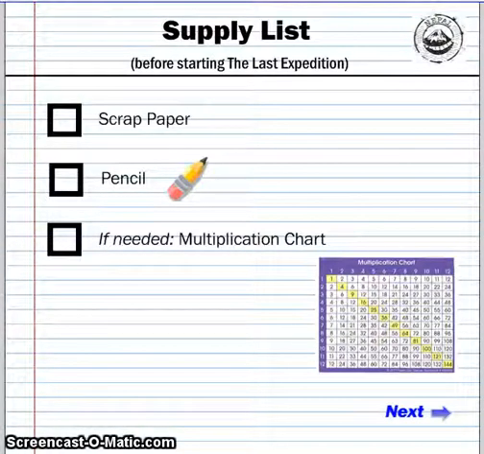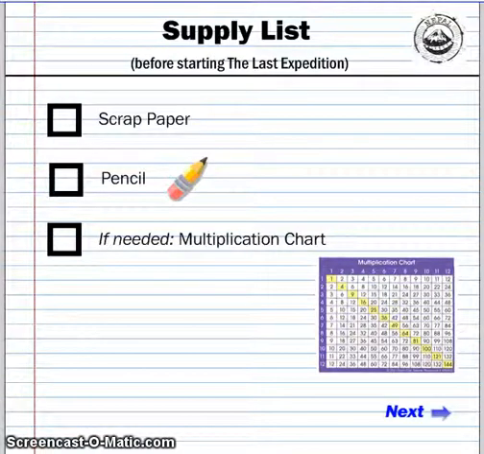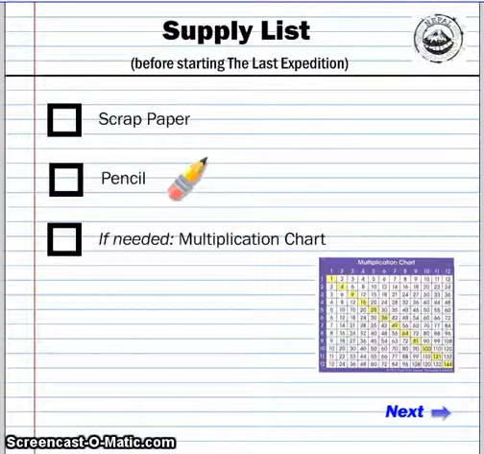Some things that students will need before starting this game are scrap paper and a pencil, so that way they can do their workout instead of having to do it in their heads. If students do not know their multiplication tables off the top of their heads and could not produce them fairly quickly, they will need a multiplication chart.